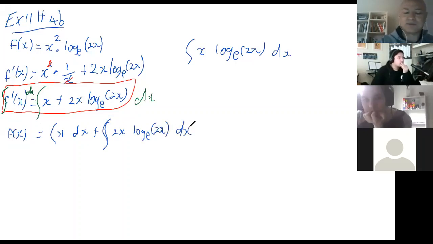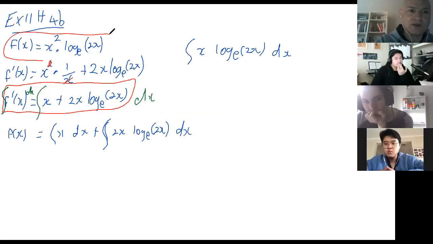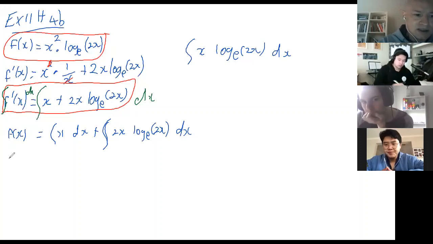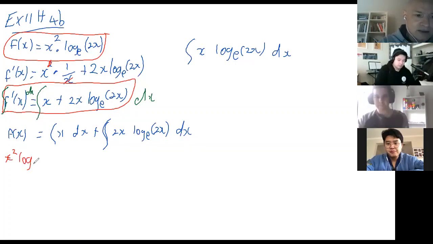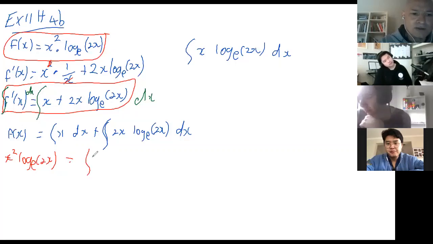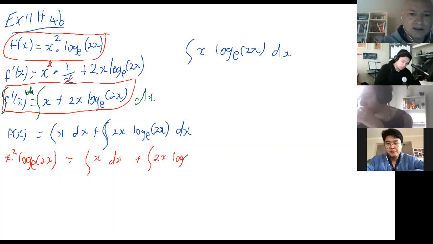Is everyone happy there? f of x, I already know what f of x equals. It's up here. f of x equals x squared log e of 2x. Okay, so that's what I'm going to write there. So this actually equals x squared log e of 2x will equal the integral of x dx plus the integral of 2x log e of 2x dx.